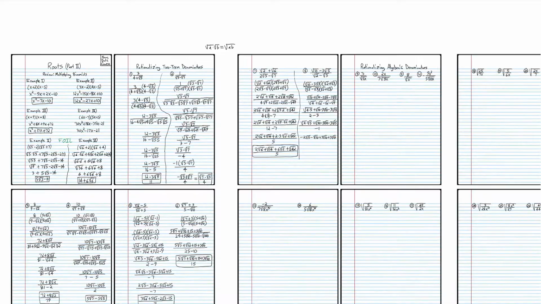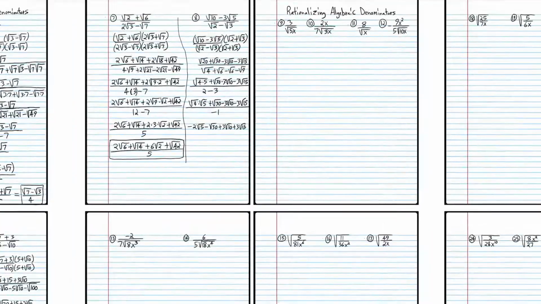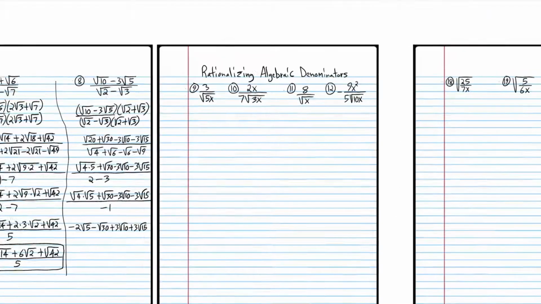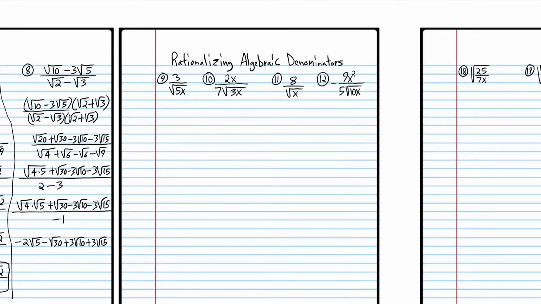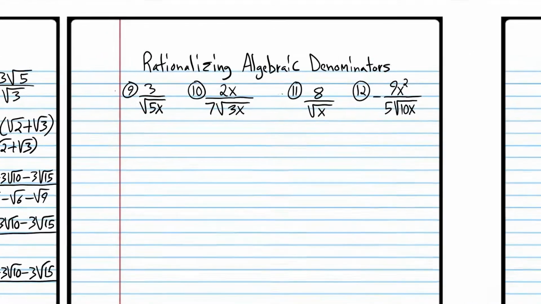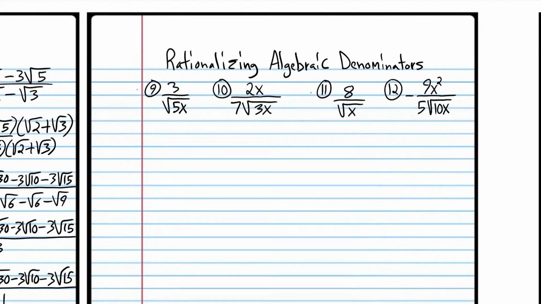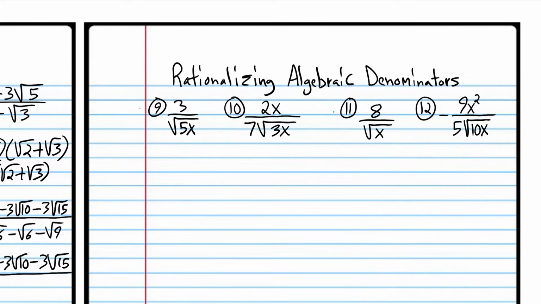So again, I know that was a nasty trick to have to do with that complicated denominator, but the rest of the problems today are going to be a lot easier. So now we're going to rationalize algebraic fractions. We're going to rationalize denominators, but the difference here is that now we have algebra.